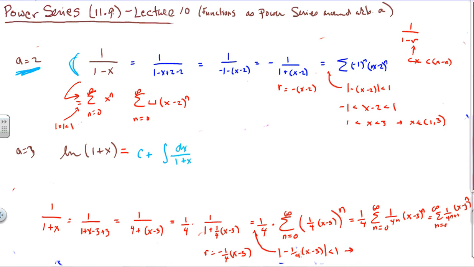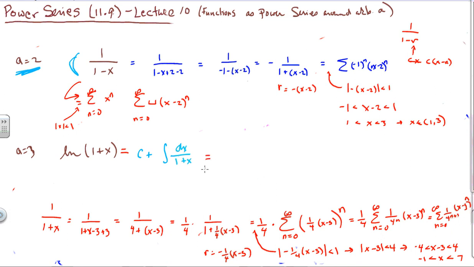This is going to be if the absolute value of x minus 3 is less than 4, right? Or -4 is less than x minus 3, less than 4. So the radius of convergence is 4, and then I add 3 to both sides, and I get -1 less than x, less than 7.